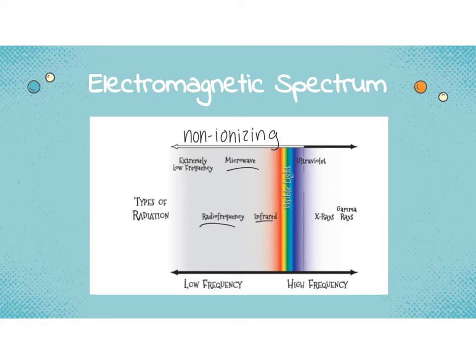Then going into the ionizing part of the spectrum, this is higher energy radiation, which includes ultraviolet, which the sun produces, X-rays, and gamma rays. And so this is the kind of radiation that is more dangerous. It's higher energy, and it ionizes things, causes changes in the electrons, and so that can lead to changes in your health.